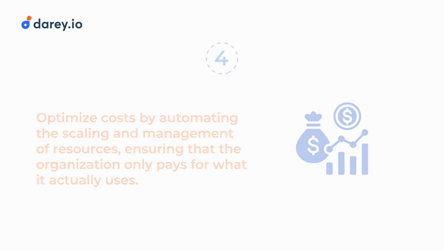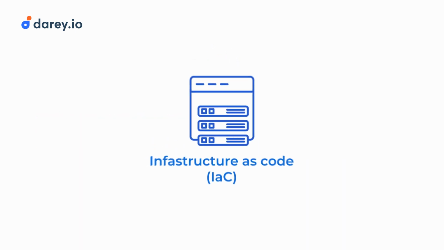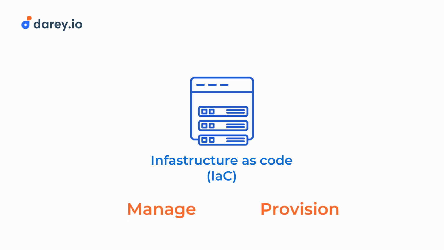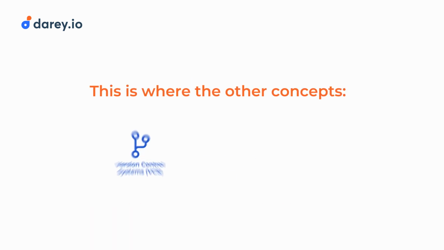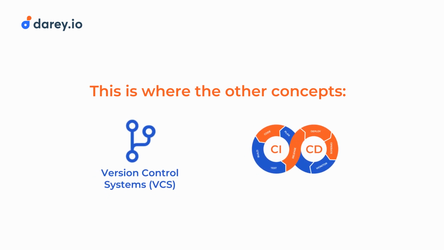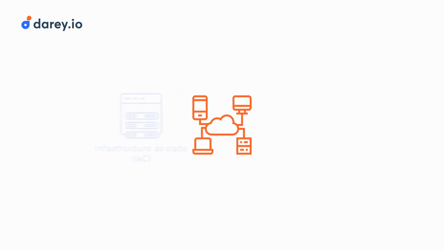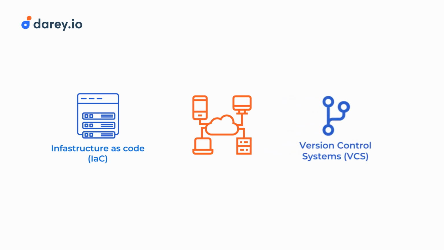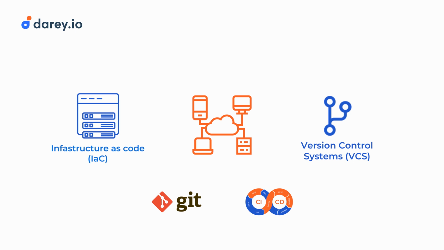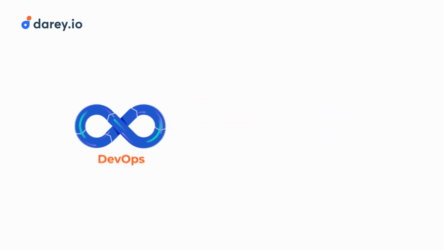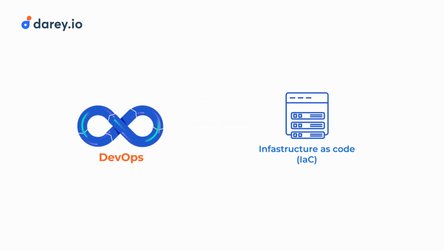One of the great benefits of adopting IAC is that it allows us to manage and provision cloud infrastructure through code, just as you would with your application code. This is where the other concepts, VCS and CI/CD, come in. By integrating infrastructure as code with a VCS such as Git and implementing CI/CD, you can create a unified DevOps workflow that treats infrastructure as code just like application code.